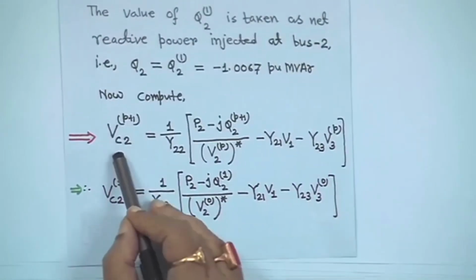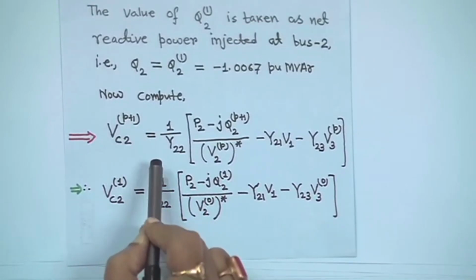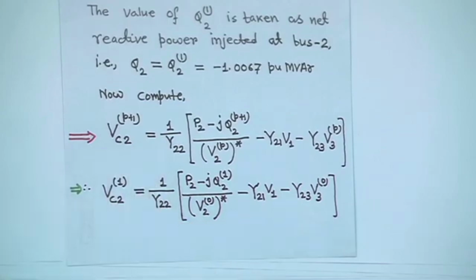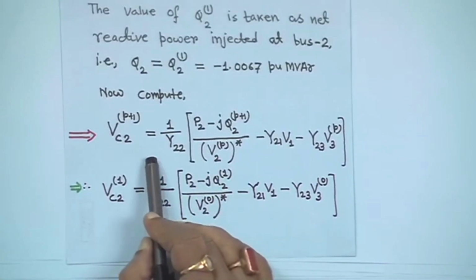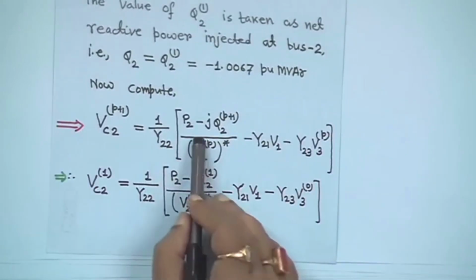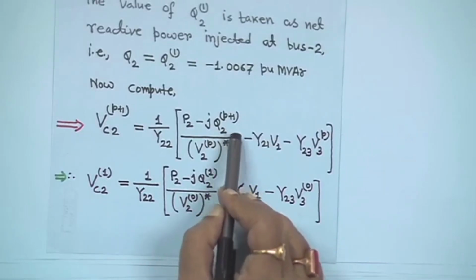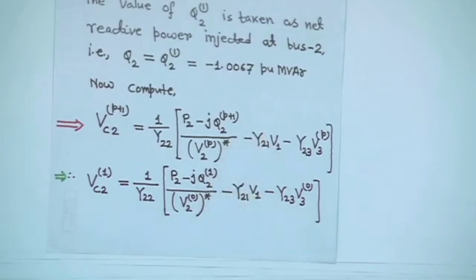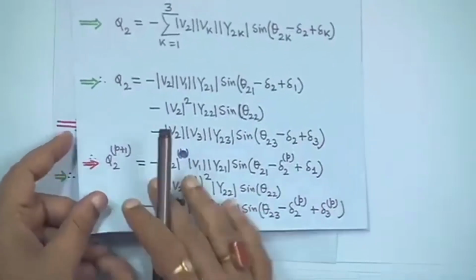Once it is done, then instead of writing V2, I am writing Vc2^(p+1), because this is not the correct value for bus 2. Bus 2 is a PV bus and its voltage magnitude is 1, but using this equation the magnitude will never be 1. But the same equation we write, 1 upon Y22, (P2 − jQ2), where instead of Q2 we write Q2^(p+1), which you have to obtain iteratively.